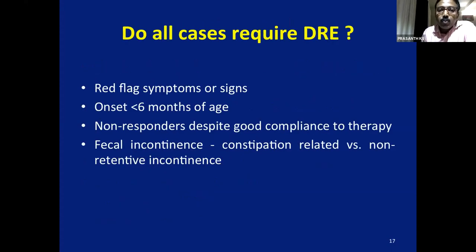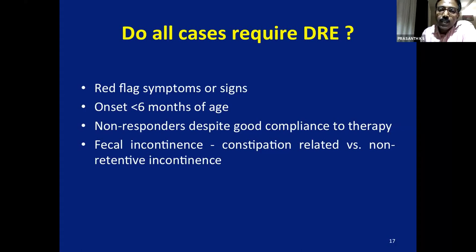Then having said that, in the clinical examination, do all cases require digital rectal examination? It is indicated in those cases where we have the red flag symptoms or signs, because in HD and all, the findings can be contributory to tailor the investigation.